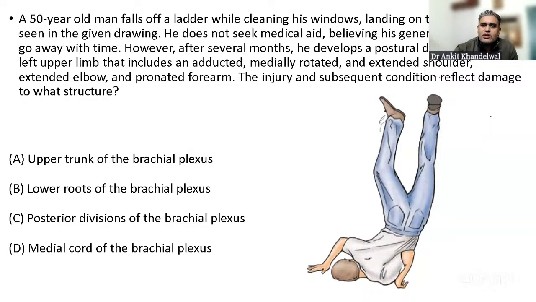The injury and subsequent condition reflects damage to which motor structure? So just look at this image and think of what possibly can be there for the injury to the brachial plexus or the nerve of the upper limb. And all these things: adducted arm, medially rotated, extended shoulder, extended elbow, pronated forearm, all that.